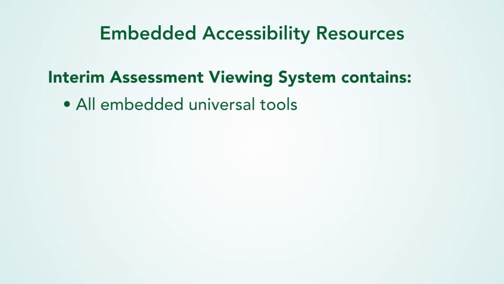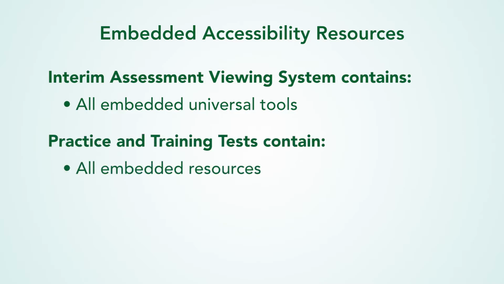The viewing system contains the same embedded universal tools as those found on the actual interim assessments, but does not include any embedded designated supports or accommodations. Educators who are interested in viewing all embedded accessibility resources can do so by visiting the practice and training tests, which are separate, non-secure tests found on the CAASPP.org or ELPAC.org websites.